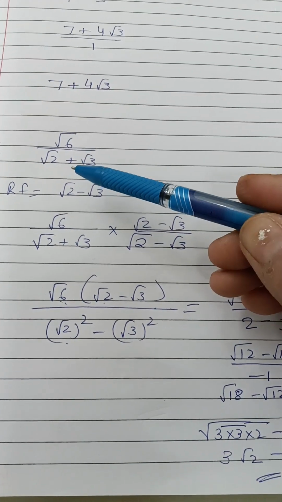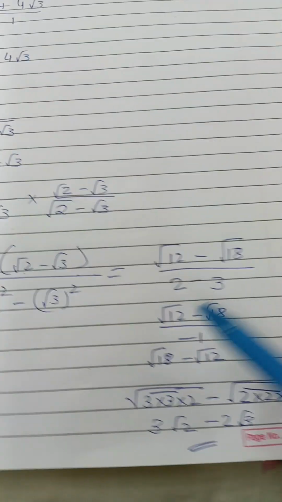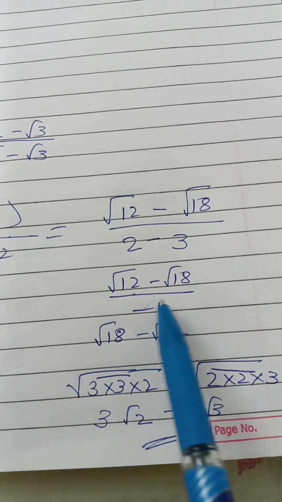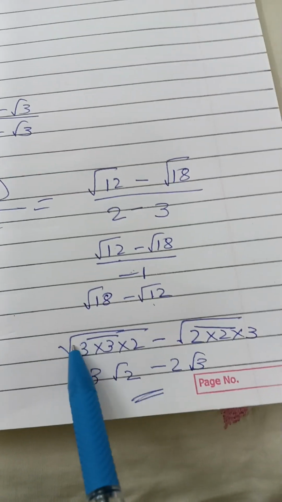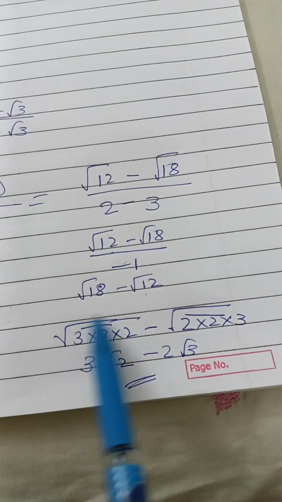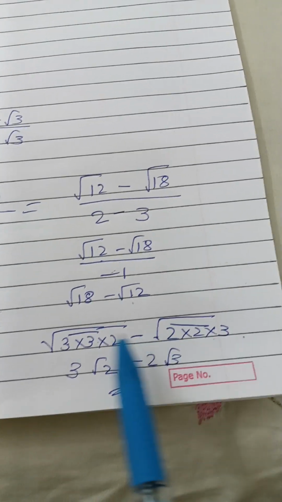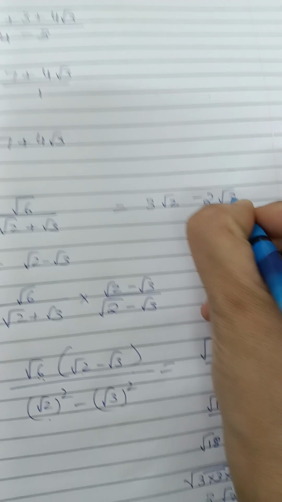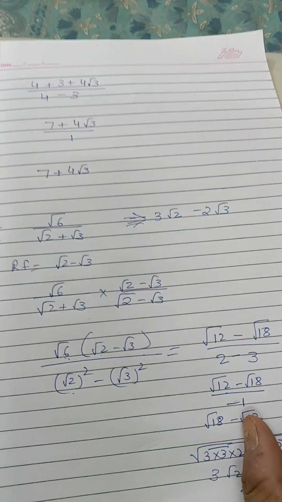We started with root 6 upon root 2 plus root 3. We multiplied by the conjugate. After multiplication we got root 12 minus root 18 upon minus 1. Due to this minus 1, root 18 comes in front, root 12 goes back. We resolved root 18 into its factors. Root 18 is 3 into 3 into 2, and 12 is 2 into 2 into 3. We made pairs and took them out. So finally we have 3 root 2 minus 2 root 3. This is equal to the original after rationalizing.